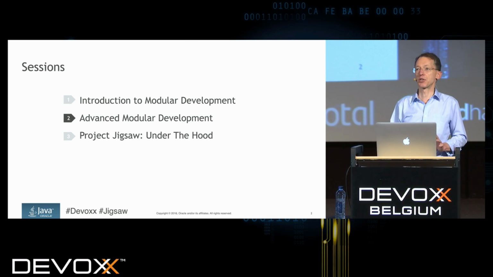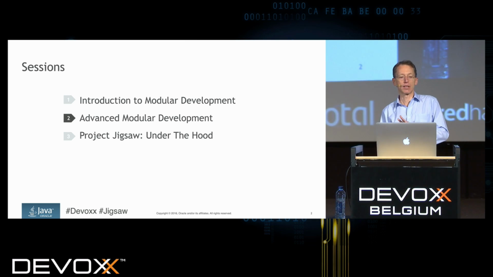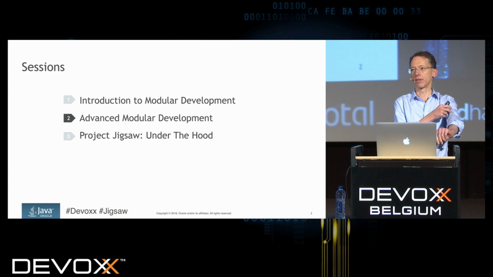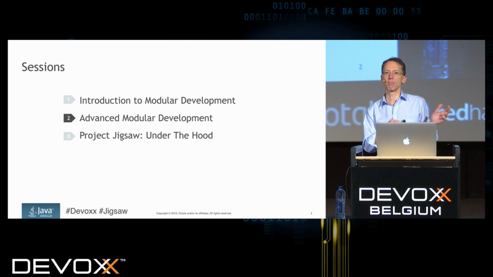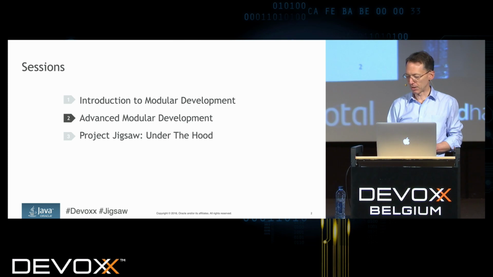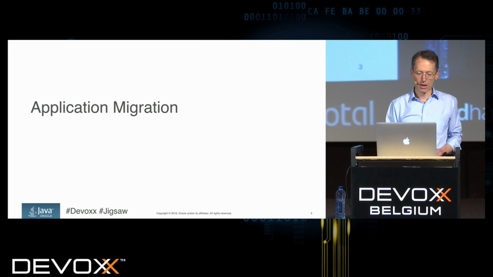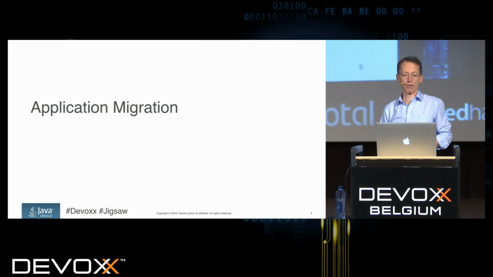So this talk has 2 parts. The first part is about migrating applications, and the second part is about migrating libraries. So it's kind of a dual top-down versus bottom-up kind of a thing. I'll do the first part, and Alan will do the second. So, application migration to begin.